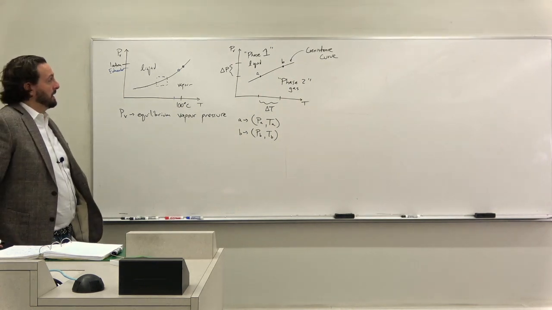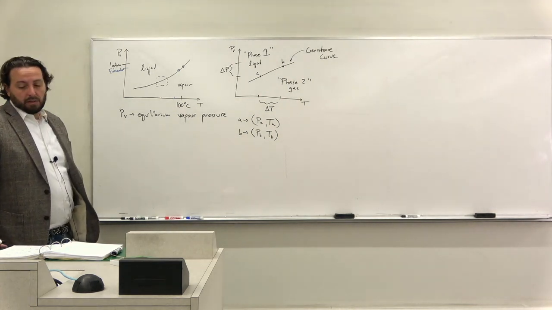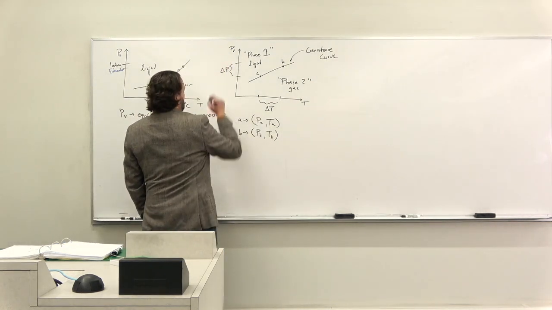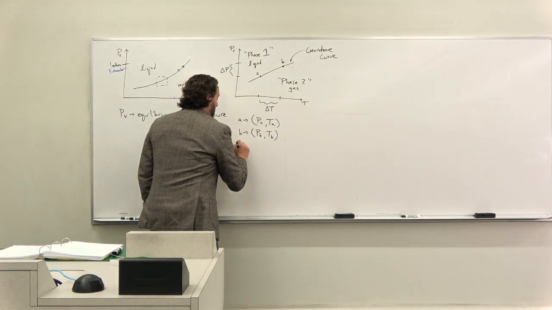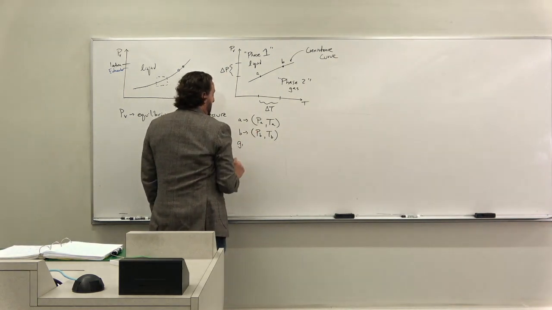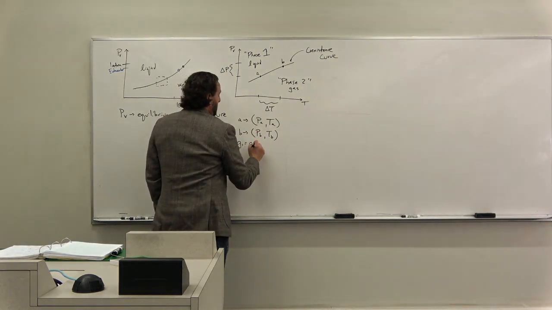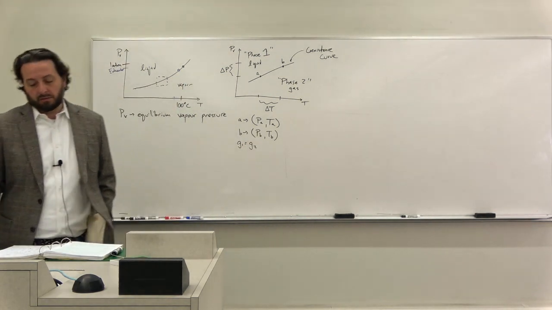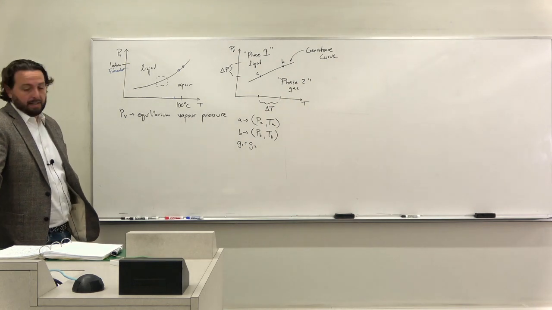So, what is equilibrium defined by? Well, we remember from last time we said that phase 1 is in equilibrium with phase 2 if little g1 is equal to little g2. Okay?